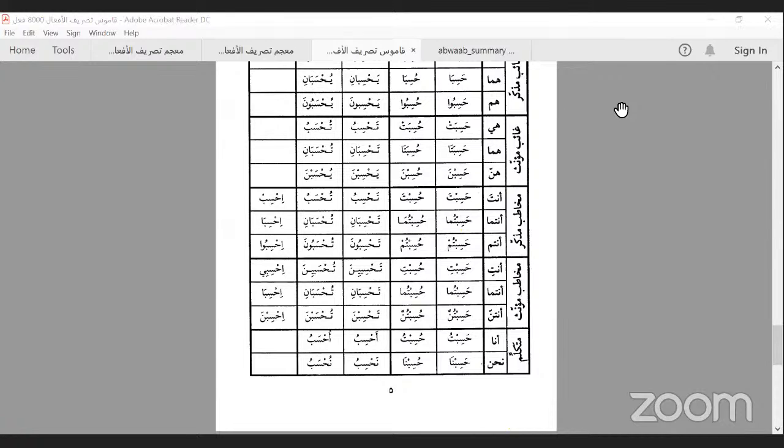In the dual and the plural form, we drop the noon. And then for the female, it becomes ihsibi, ihsiba, ihsibna. For the female plural, we leave the noon as it is to help us detect that this is the female. Excellent. Perfect.